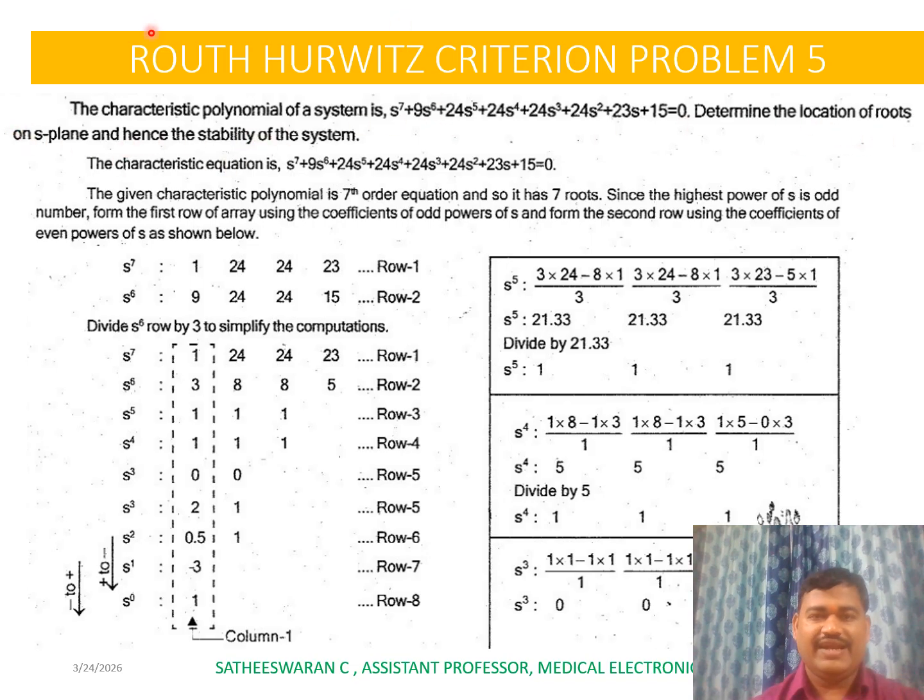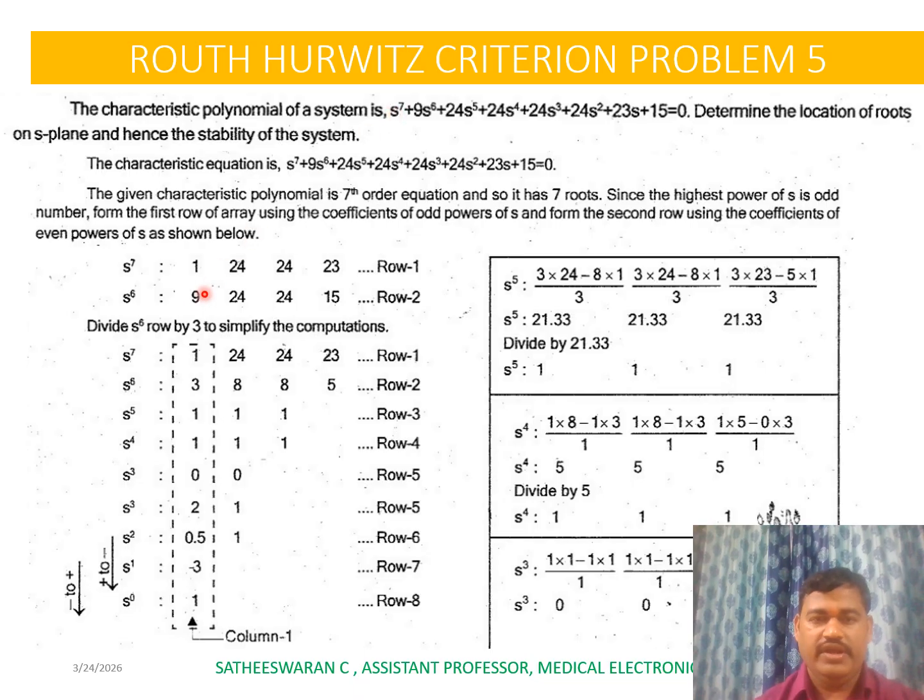The given characteristic polynomial is a seventh order equation and so it has 7 roots. Since the highest power of s is an odd number, form the first row of the array using the coefficients of odd powers of s and form the second row using the coefficients of even powers of s. Write s power 7 and s power 6 rows.